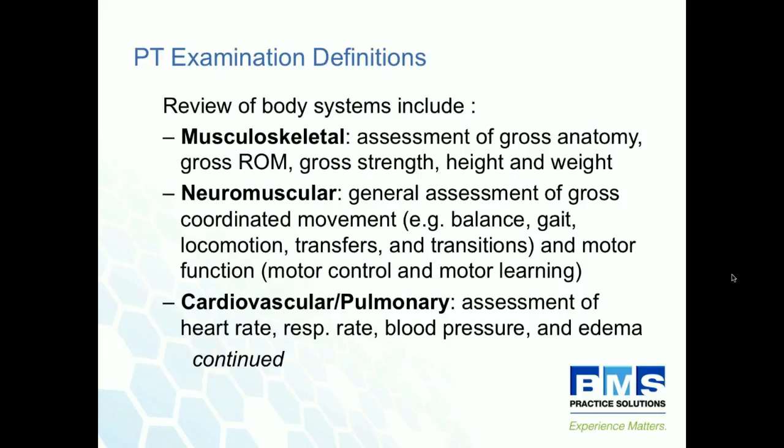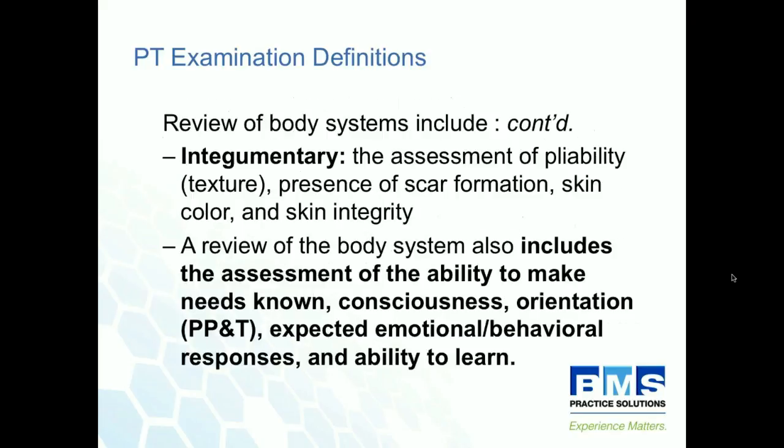Review of body systems would include the musculoskeletal system, which would include assessment of gross anatomy, gross range of motion, gross strength, height, and weight. Neuromuscular system would include general assessment of gross coordinated movements, for example, balance, quality of gait or locomotion, transfers and transitions, and motor function, so motor control and motor learning. Would also include cardiopulmonary, so assessment of heart rate, respiratory rate, blood pressure, and edema.